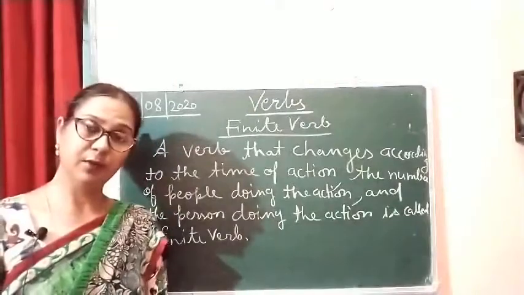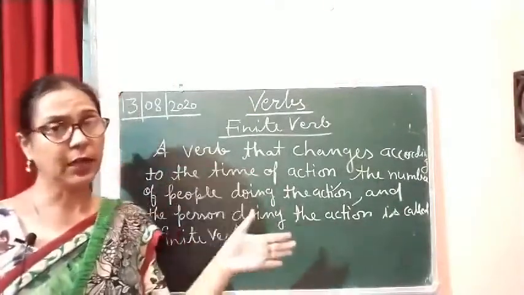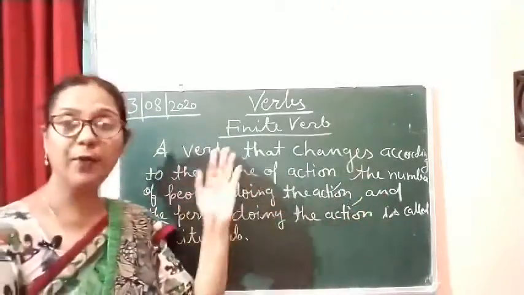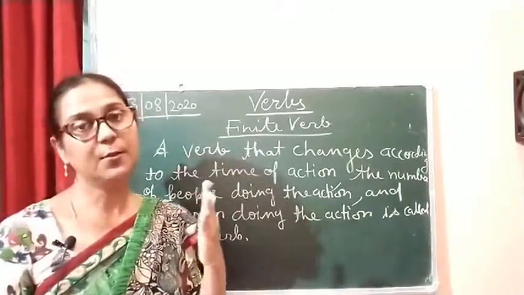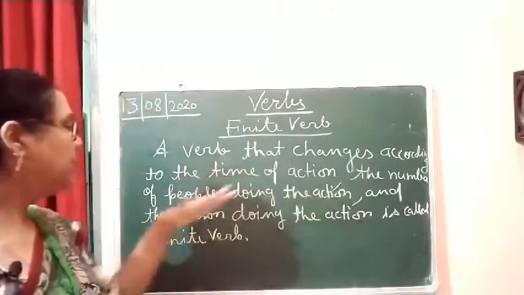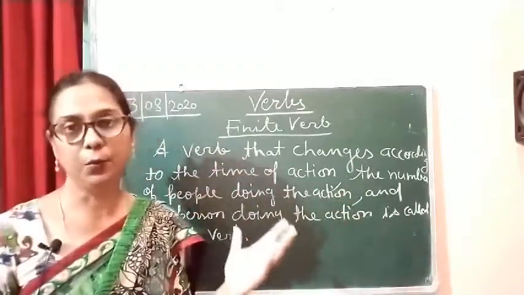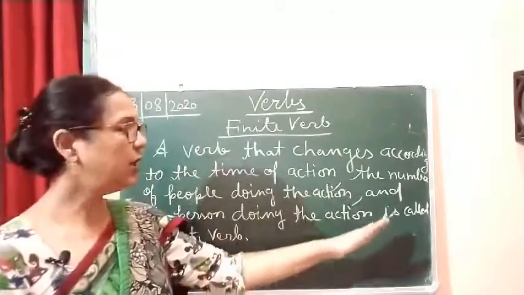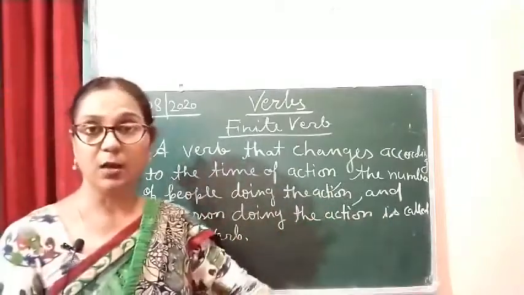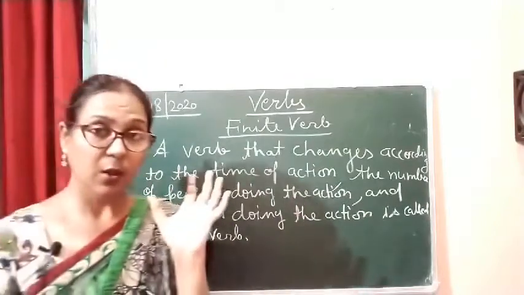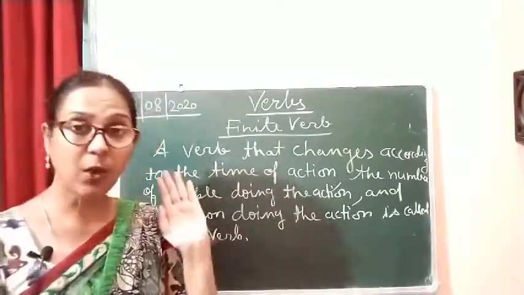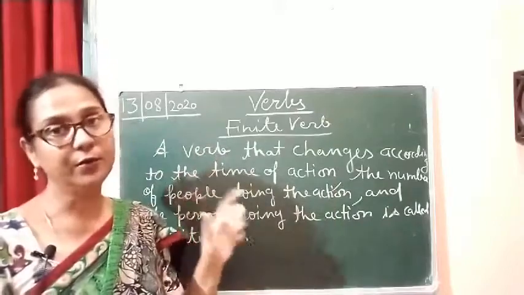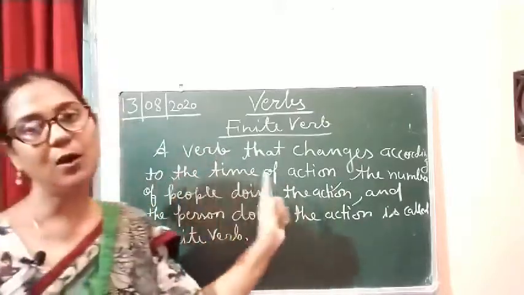If we are going to define a finite verb, it is a verb that changes according to the time of action: present, past and future tenses; the number of people doing the action, singular and plural, one or many; and the person doing the action, which is first person, second person and third person. According to these three limits, the verb will be changed. Those verbs are called finite verbs.